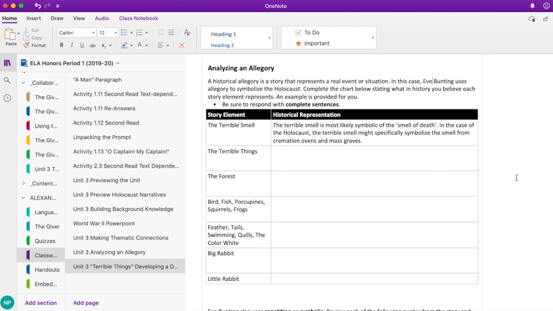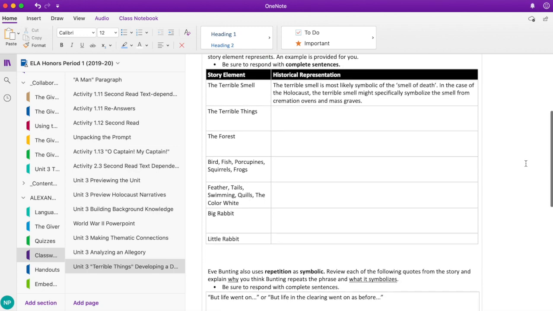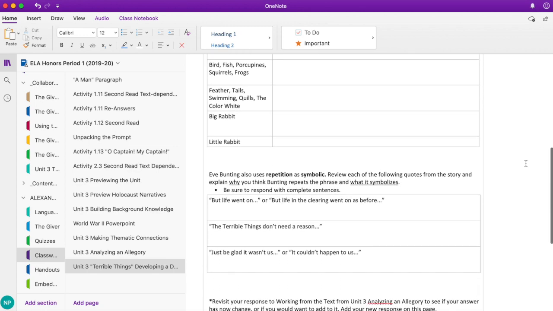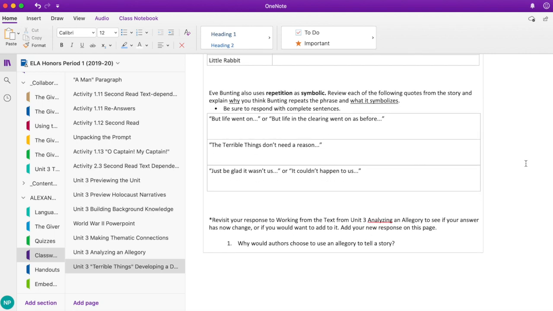So the feathers, the tails, the fact that they could swim, the quills, the color white. What do those things maybe represent? Big Rabbit, who would Big Rabbit represent? And then we have Little Rabbit too. What might Little Rabbit represent? When you're done with the first graphic organizer, you're going to scroll down to the second one.